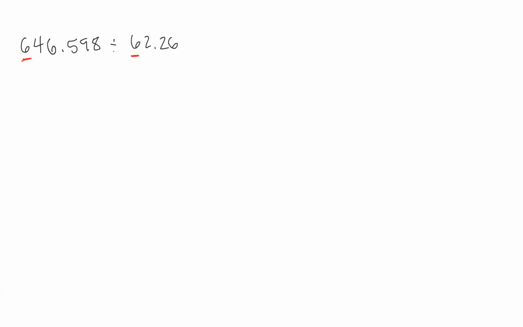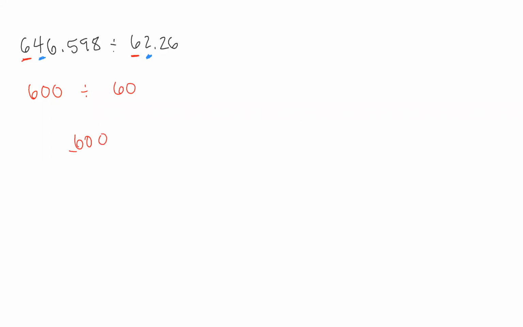We're going to round according to whatever's to the right of that. So one digit to the right of the 6, I have a 4. That tells me I'm going to round down. So this is going to round to just 600. And then looking one digit to the right of the 6 in the second number, I have a 2. Again, that tells me to round down. So it's going to round to 60.